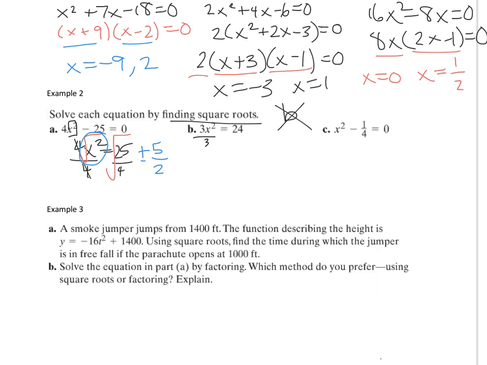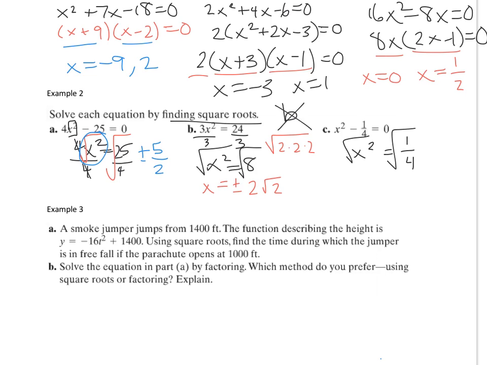And the next one, I divide by 3. So I have x squared equals 8. Take the square root. So x equals plus or minus the square root of 8. Remember, you can break down the square root of 8 as 2 times 2 times 2, so it's going to be 2 root 2. Don't forget to put the plus or minus. And the last one, you're going to add 1/4. Take the square root. So x equals plus or minus the square root of 1, which is 1, over the square root of 4, which is 2.